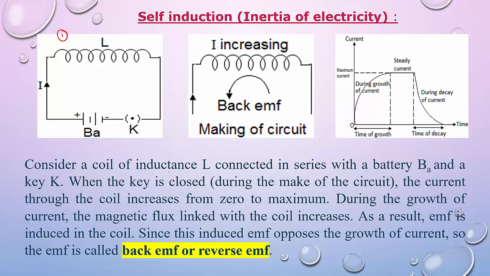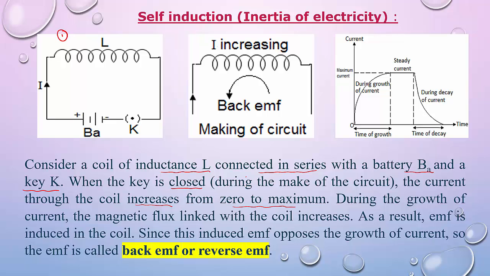We considered a coil, and this coil has inductance L. We don't know what inductance and L are yet, we can study that later. We just considered a coil. This coil is connected in series with a battery BA and a plug key K. When the key is closed, the current through the coil increases from 0 to maximum. When we close the plug key, the current starts to increase from 0 to its maximum value.